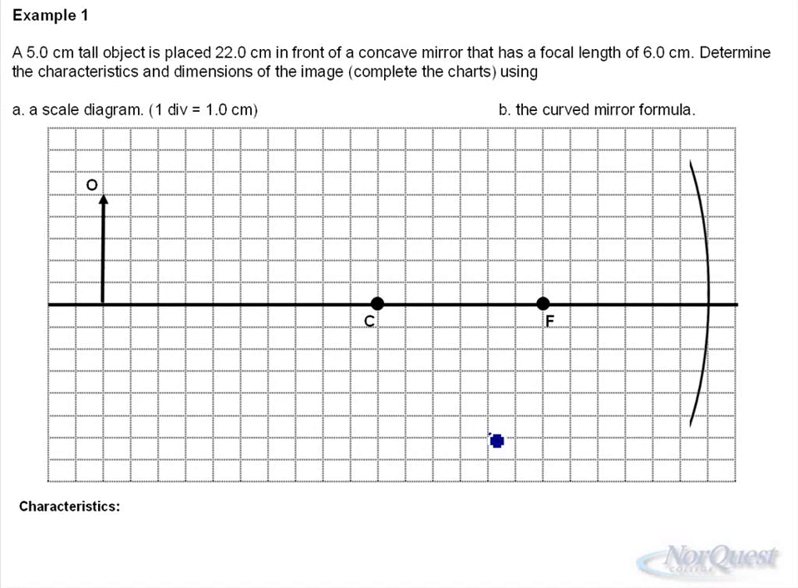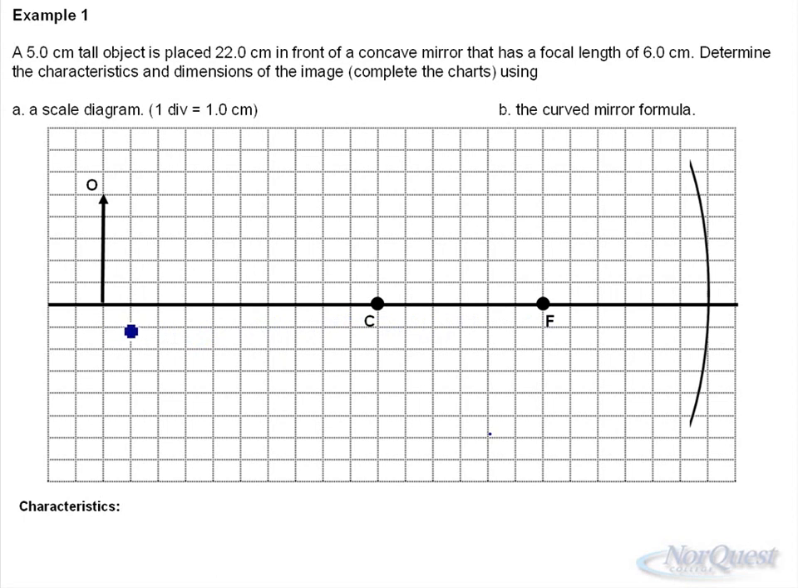It has a focal length of 6, and we also know that the center of curvature is twice the focal length. So the focal length should be 6 units. 1, 2, 3, 4, 5, 6. Center of curvature should be another 6 units or 12 units from the mirror. 1, 2, 3, 4, 5, 6. And if you count out the rest of the object, 13, 14, 15, 16, 17, 18, 19, 20, 21, 22.